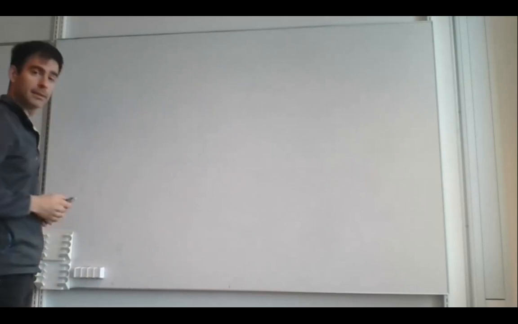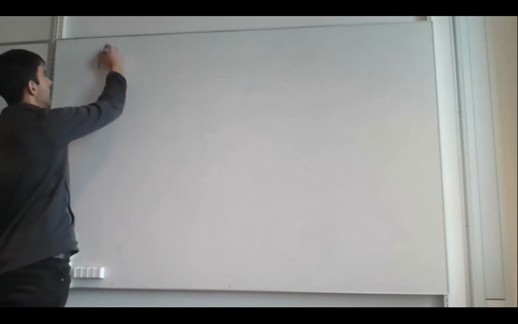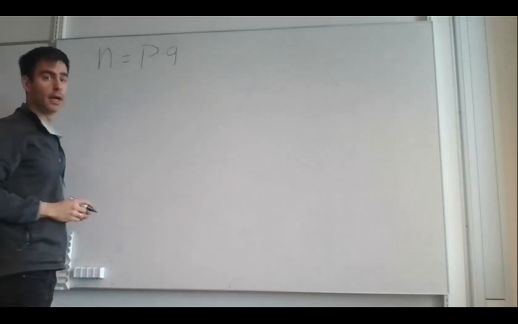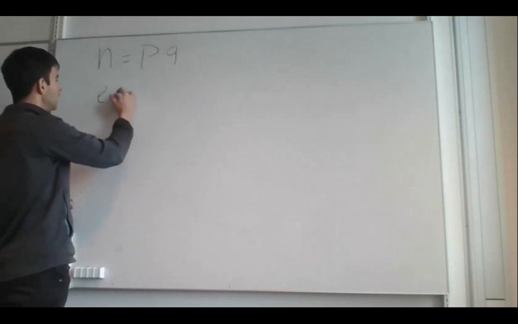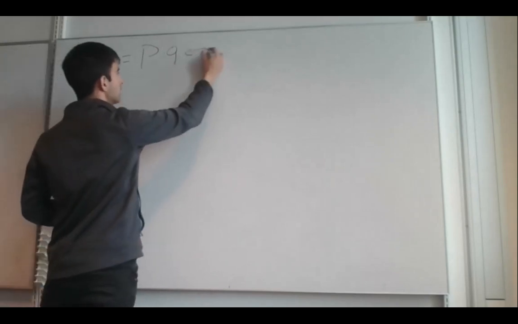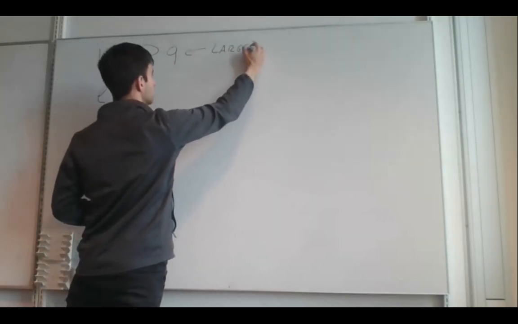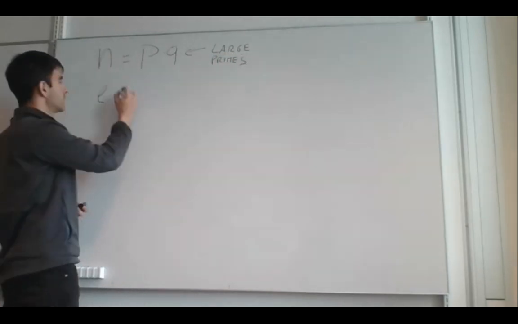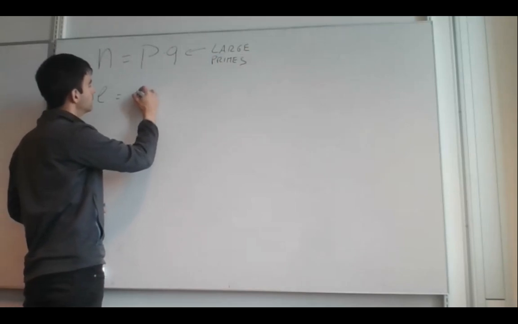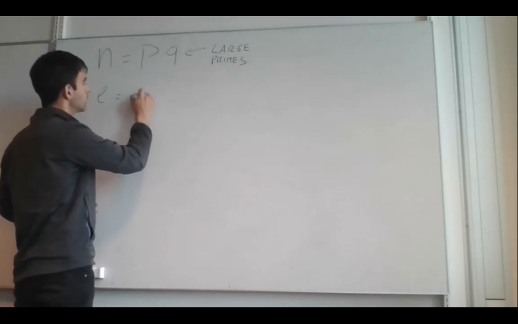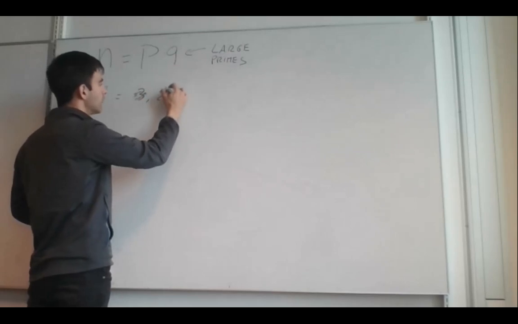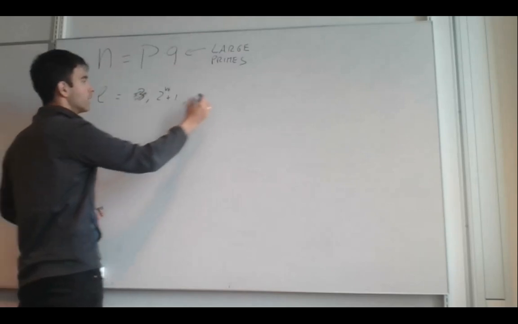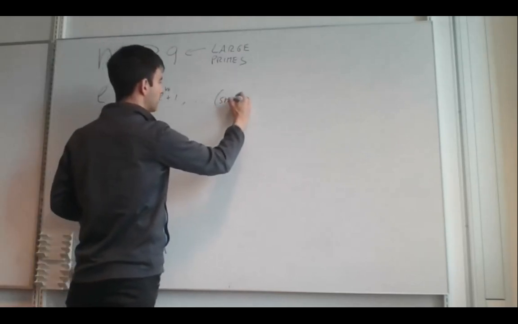So let's see a few more things about RSA. Let me remind you that in RSA, N, the public key, is the product of 2 large primes, P times Q. And E is chosen as a small number, like 3 or some 2 to the k plus 1. Typically a small-ish number.